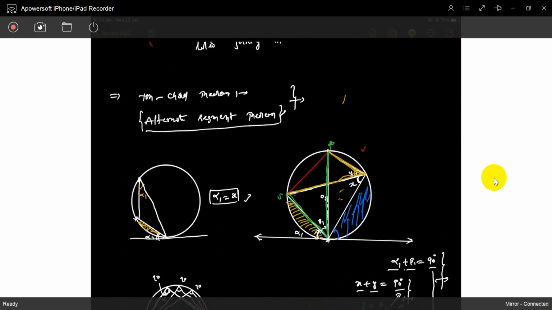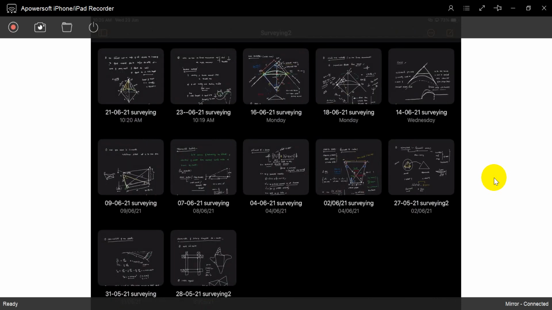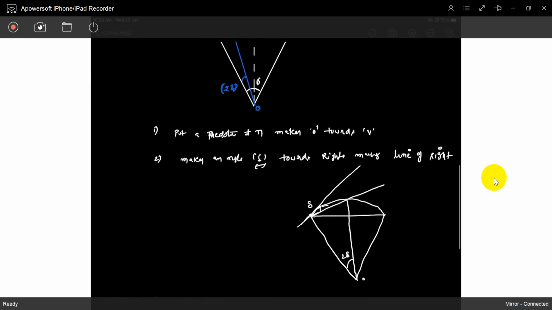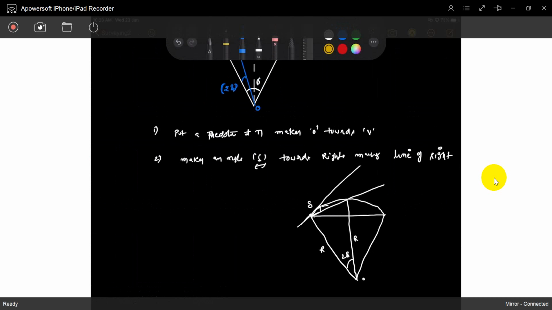Understood? Alternate segment theorem: this is alpha, and this is also alpha, so those are only surface points. Now it is different, now there is a center. See, these are all R, the radius of the circle. These two sides are the same, so it is a triangle with two equal sides. That means this angle and this angle are also the same.